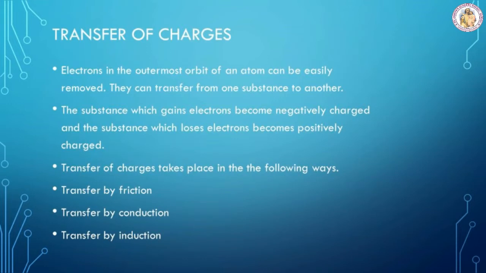Transfer of charges. As we saw earlier, electrons in the outermost orbit of an atom can be easily removed. They can be transferred from one substance to another. The substance which gains electrons becomes negatively charged because the number of electrons is high in this case. And the substance which loses electrons becomes positively charged. Transfer of charges takes place in the following three types: transfer by friction, transfer by conduction, and transfer by induction.